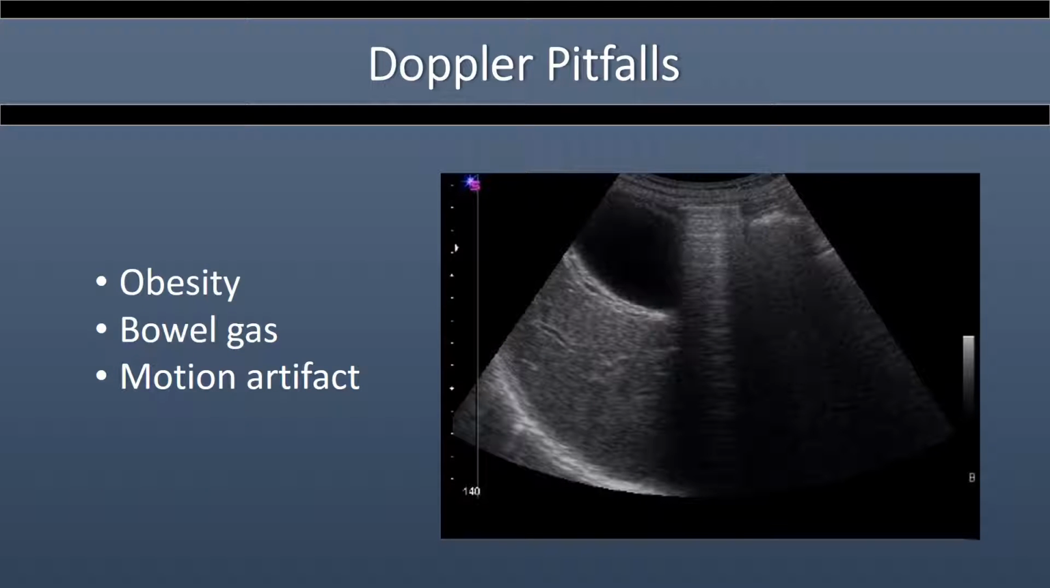So some of the pitfalls that we have to deal with when dealing with Doppler in the abdomen. Patients who are obese, especially if there's morbid obesity, it's much greater depth to try to evaluate those vessels, which makes it much more difficult to get good Doppler signals. As you can see in this image, we're dealing with bowel gas. Bowel gas just gives us that big fog that's very difficult to see around. Motion artifacts from the peristalsis and the breathing, another pitfall that we have to deal with in the abdomen.